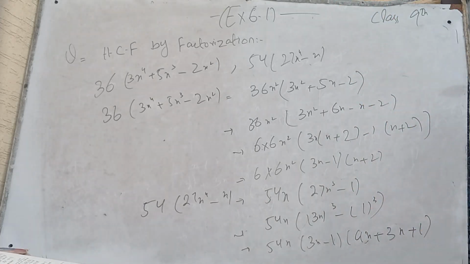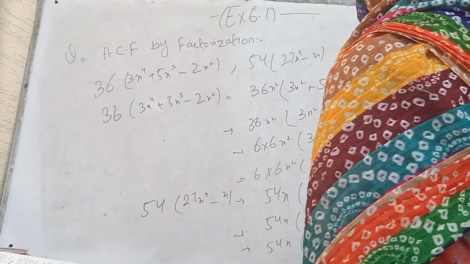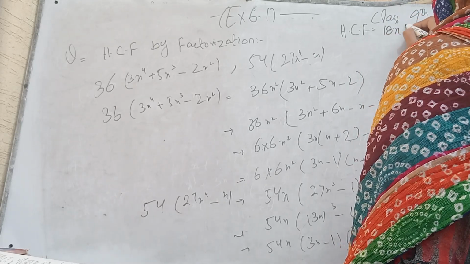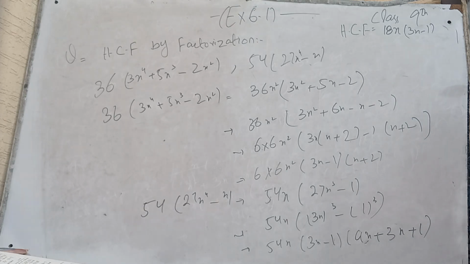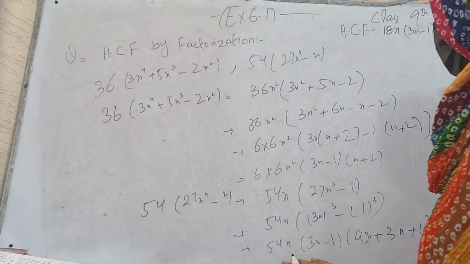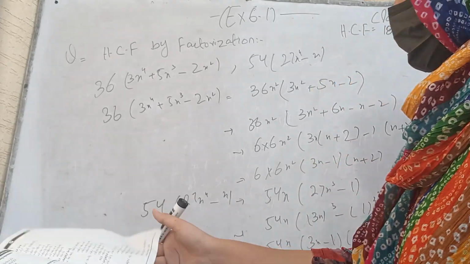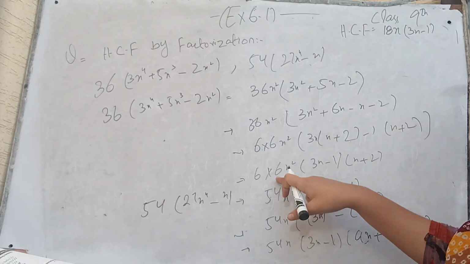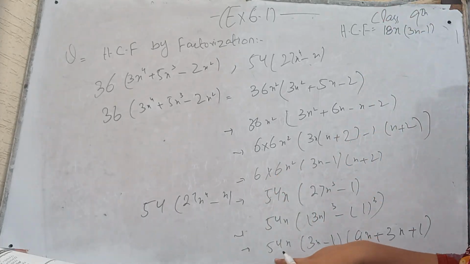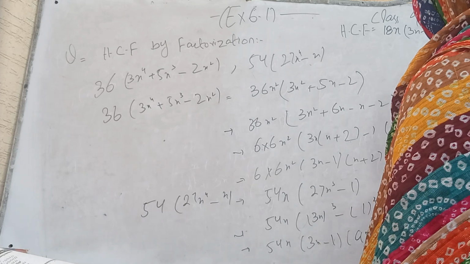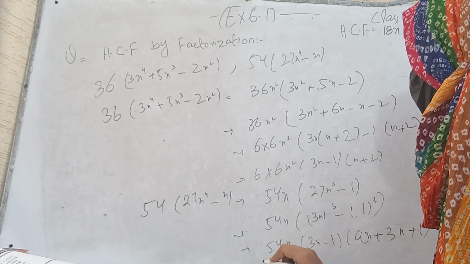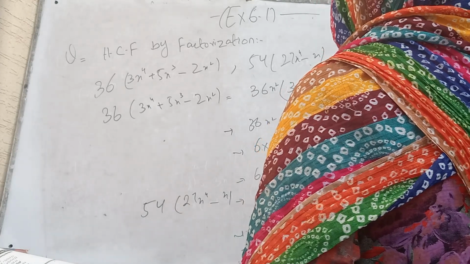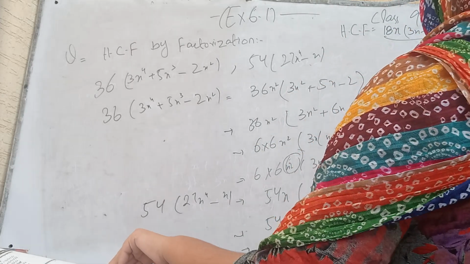So the highest common factor is 18x, 3x minus 1. Here 18 is the highest common of 36 and 54, which are distributed into 6 multiplied by 6 and 54. And between x square and x, the highest common is x. So the required answer is 18x, 3x minus 1.